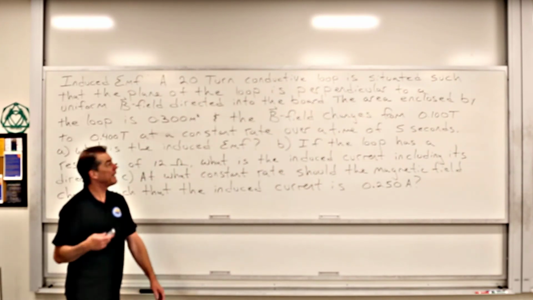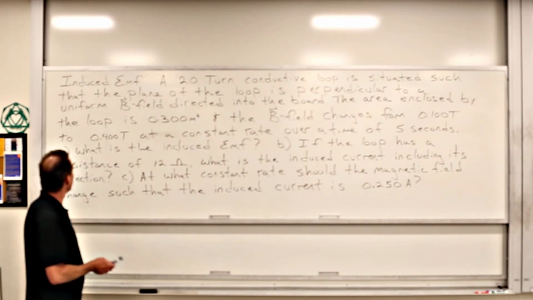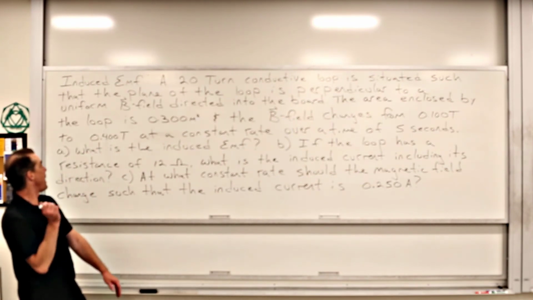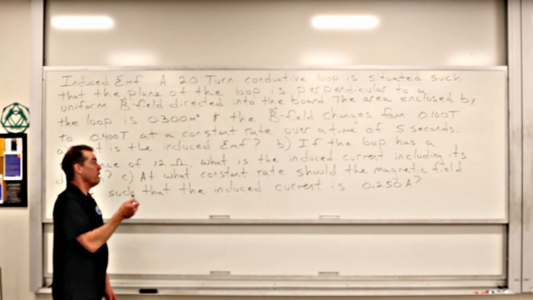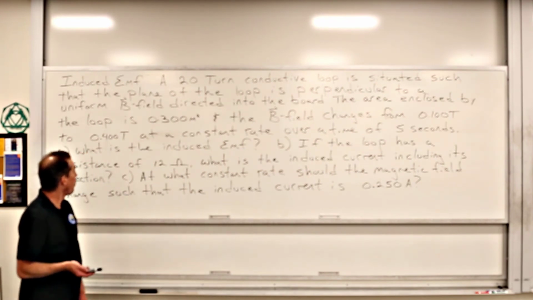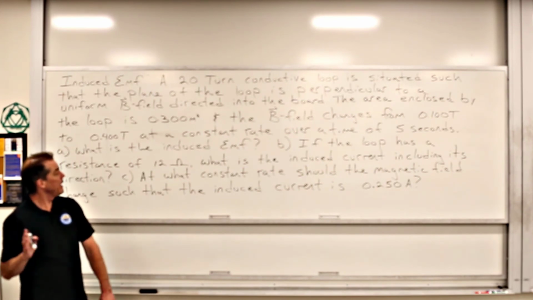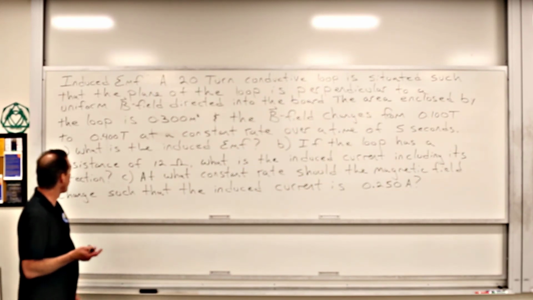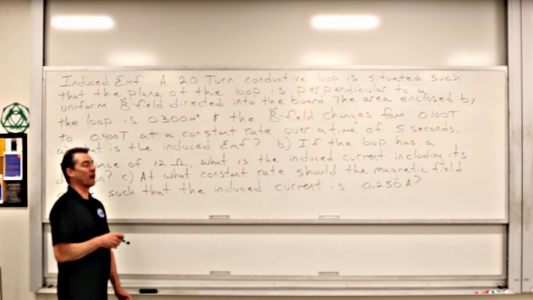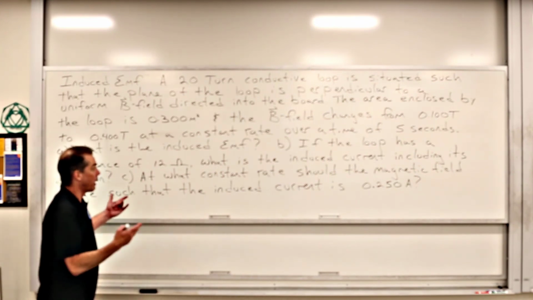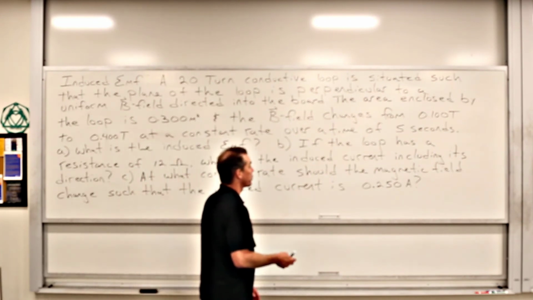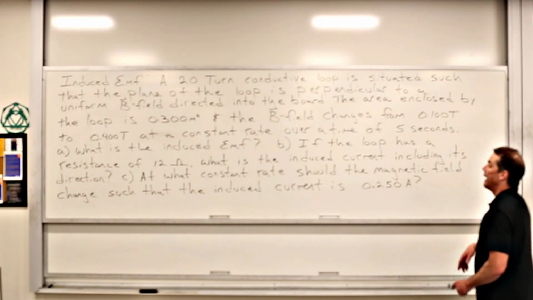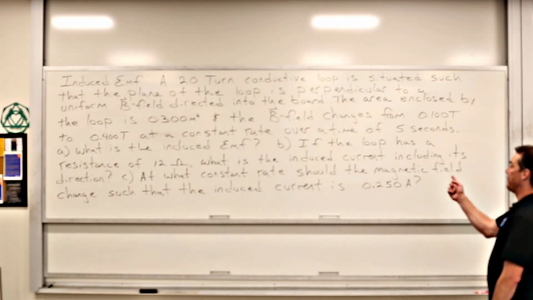So we're going to take a 20-turn conductive loop that is situated such that the plane of the loop is perpendicular to a uniform magnetic field directed into the board. The area of the enclosed loop is 0.3 meters squared, and the magnetic field changes from 0.1 to 0.4 Tesla at a constant rate over a time of 5 seconds. So we've got ourselves some change in magnetic flux through the area enclosed by the loop, which will thus induce an EMF. And the question is, what is that induced EMF?